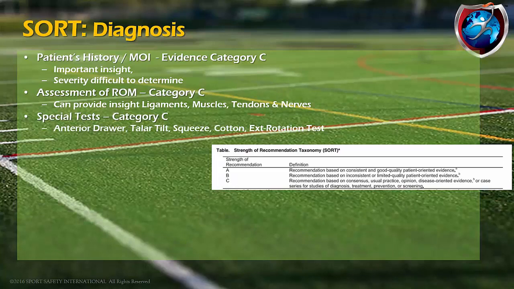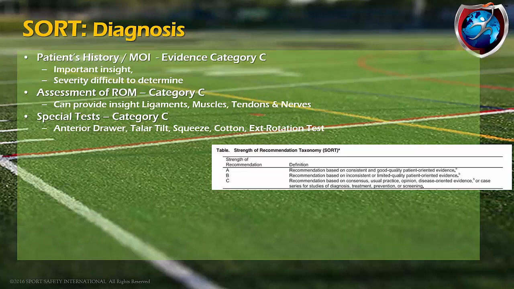Utilization of special tests to assess injury to lateral ankle ligaments, such as an anterior drawer or talar tilt test, performed soon after the injury and before joint effusion has accumulated, may have better diagnostic accuracy than tests performed after effusion has occurred. The evidence for this is Category C. Special tests such as talar tilt and anterior drawer have more diagnostic accuracy 5 days after injury than they do 2 days after injury. The evidence for this is Category B.